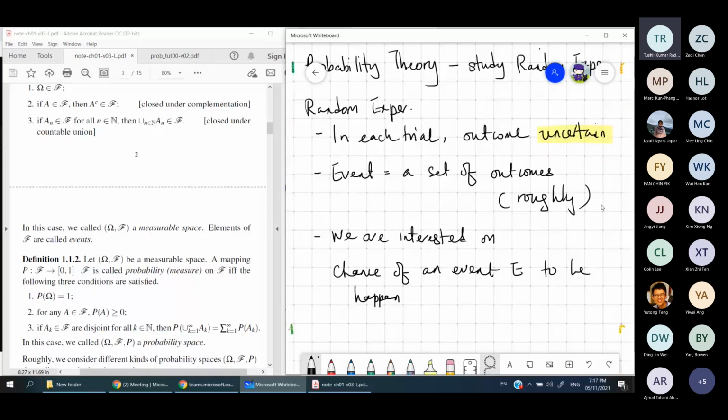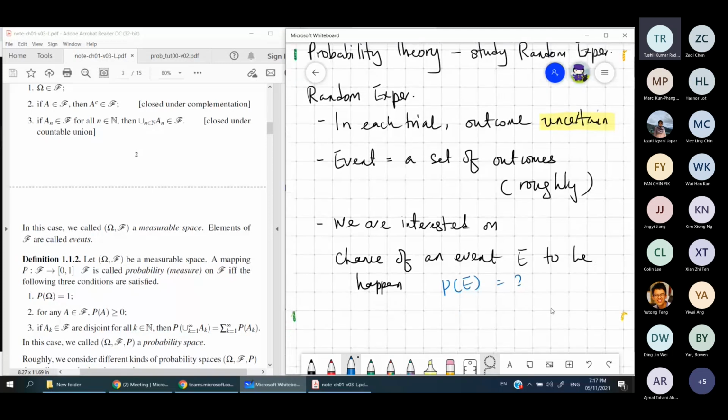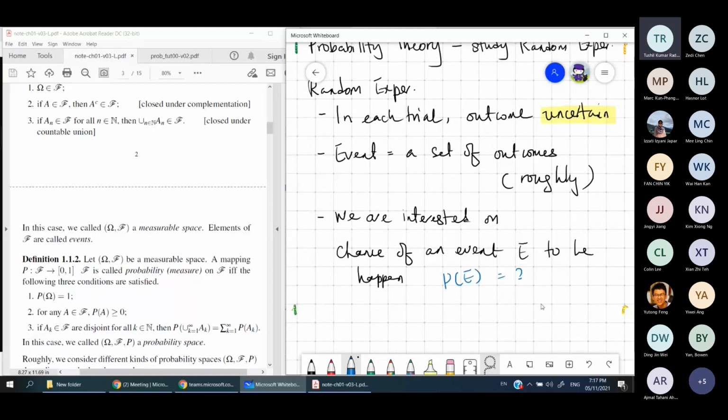I think it's very natural because the outcome for each round is uncertain. We don't know what outcome will happen. So in that case, we can look at the chances of the event happening. Let's say we have an event E, then we want to know what is the chance for this event to happen. This is very important because if we know the chances for an event to happen, we can use it to do a lot of things. For example, we can forecast what will happen in future. That is one of the rationales for doing this.